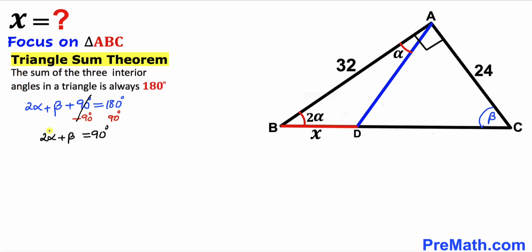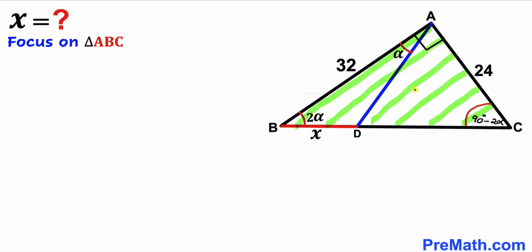Let me isolate beta by moving this 2 alpha to the other side. So our angle beta is going to be equal to 90 degrees minus 2 times alpha. So this angle beta turns out to be 90 degrees minus 2 times alpha. And now let's focus once again on this right triangle ABC, whose side lengths are 24 and 32. Now we are going to calculate this hypotenuse BC of this triangle.